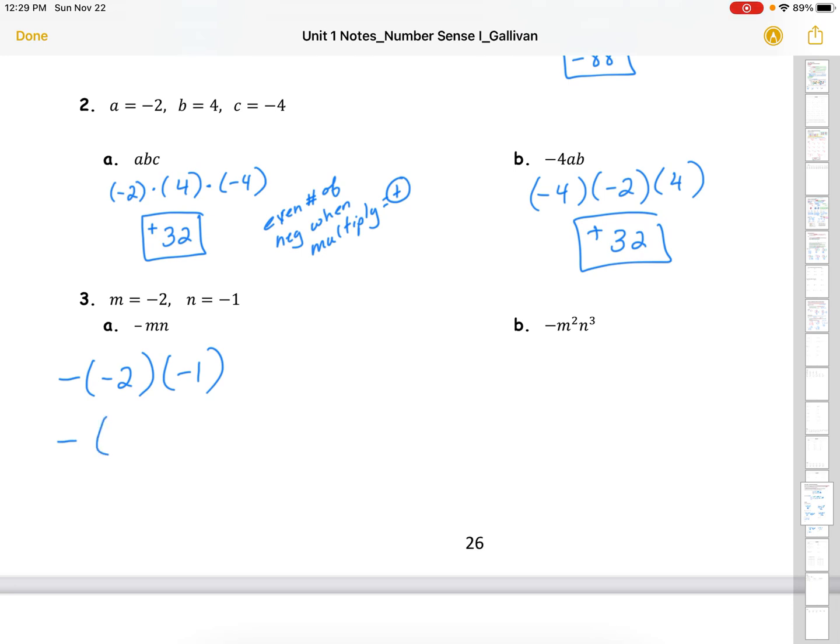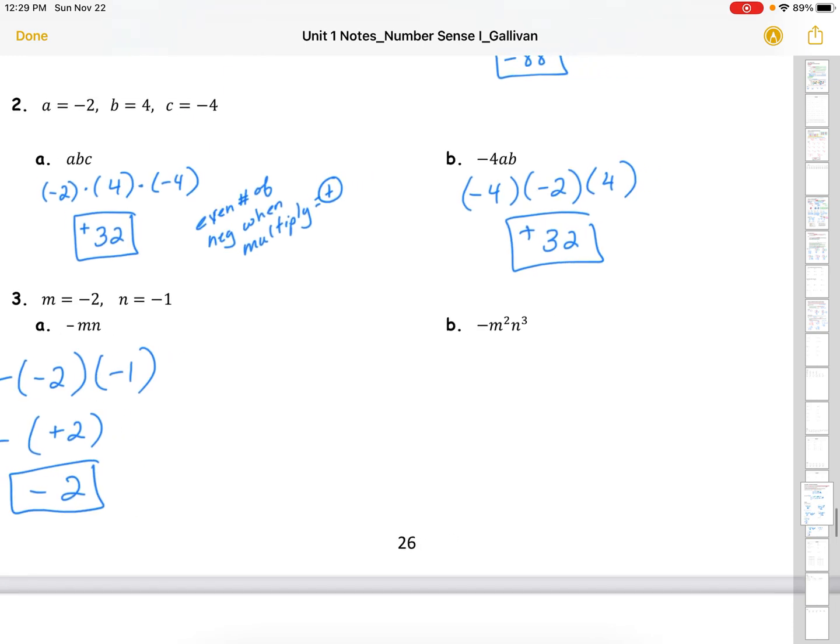Now, negative 2 times negative 1 is going to be a positive 2, but there's that negative sign there, so my final answer will be negative 2.